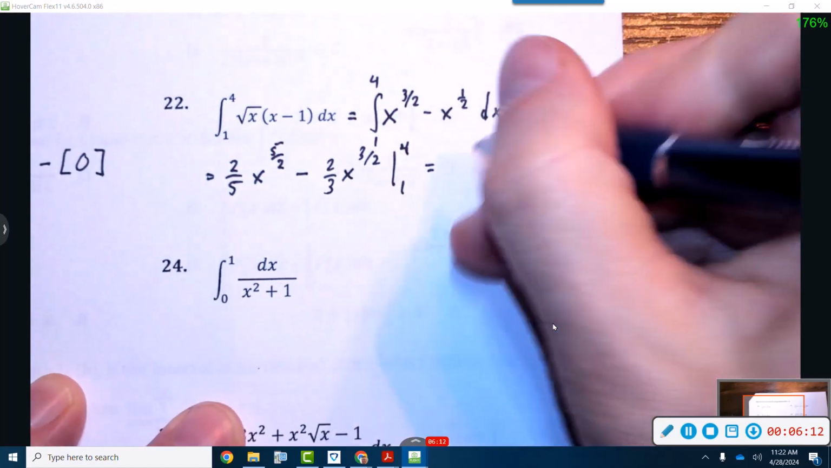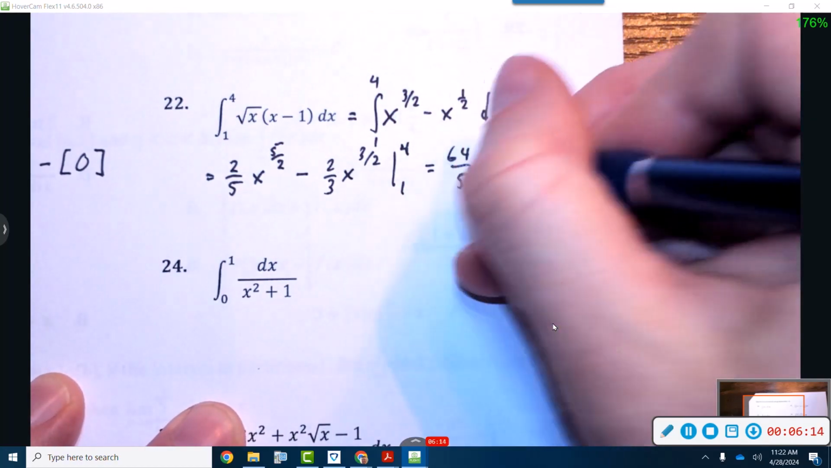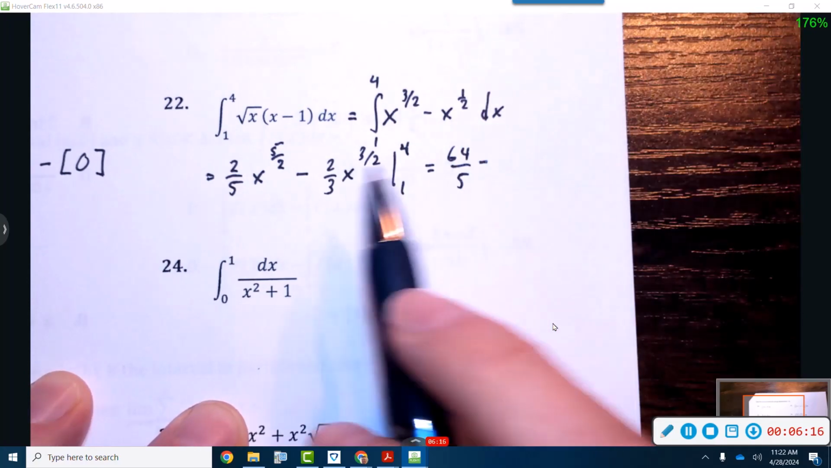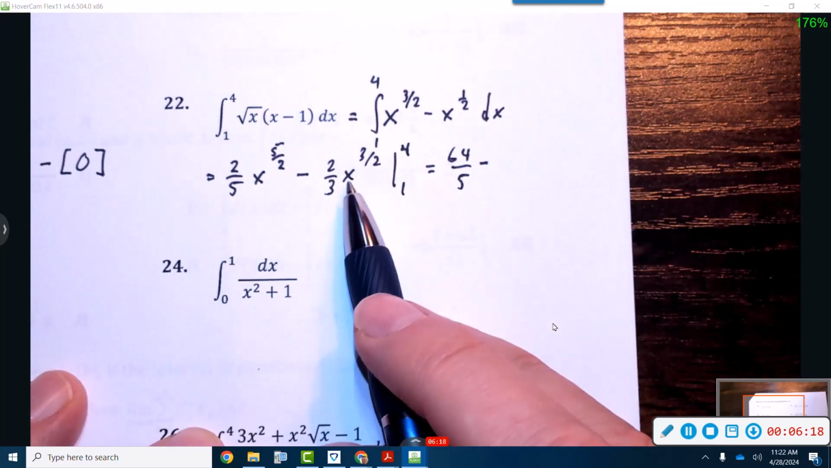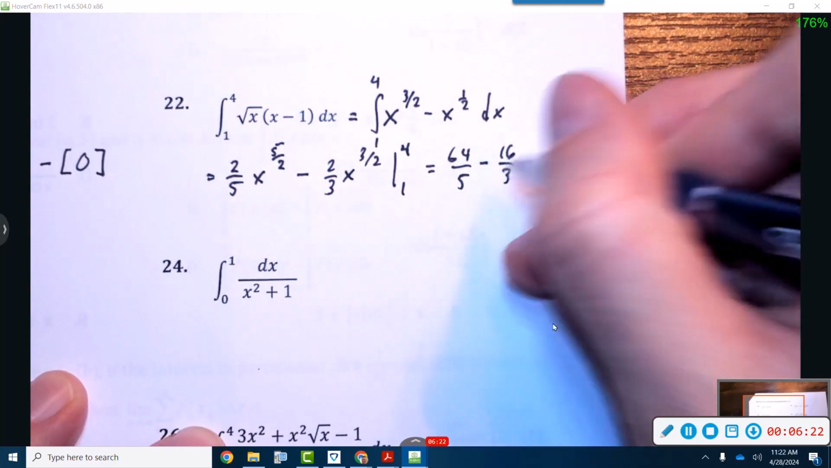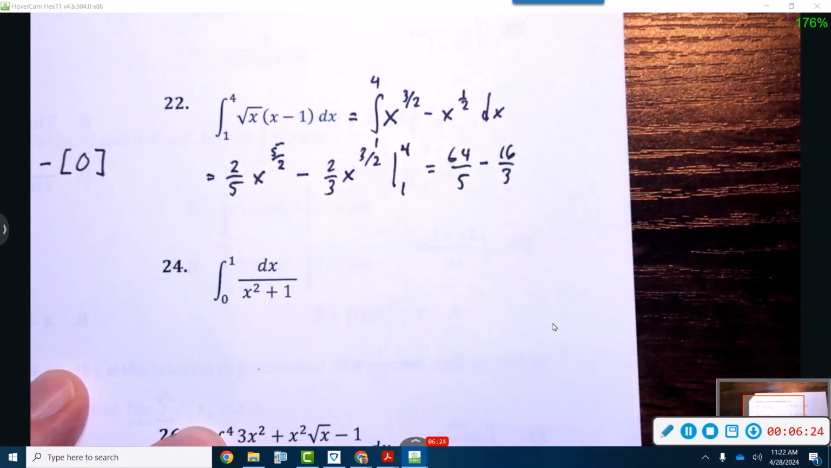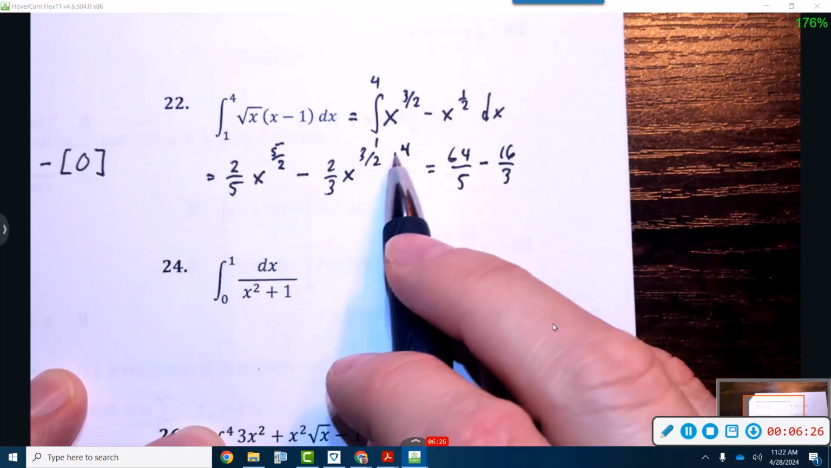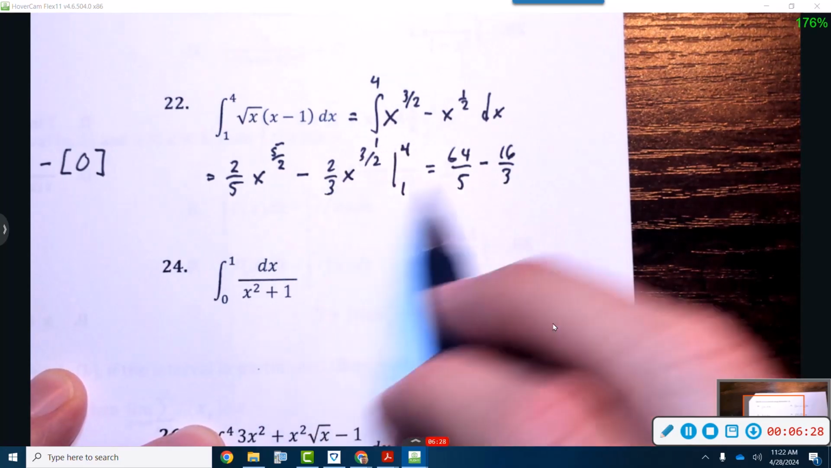That is 64 over 5. Okay, minus 4, square root of that is 2. 2 to the 3rd is 8. 16/3. 16/3? Really? Ugh. Let me try that again just to be careful. 4, square root, 8. Yeah, that's 16/3.